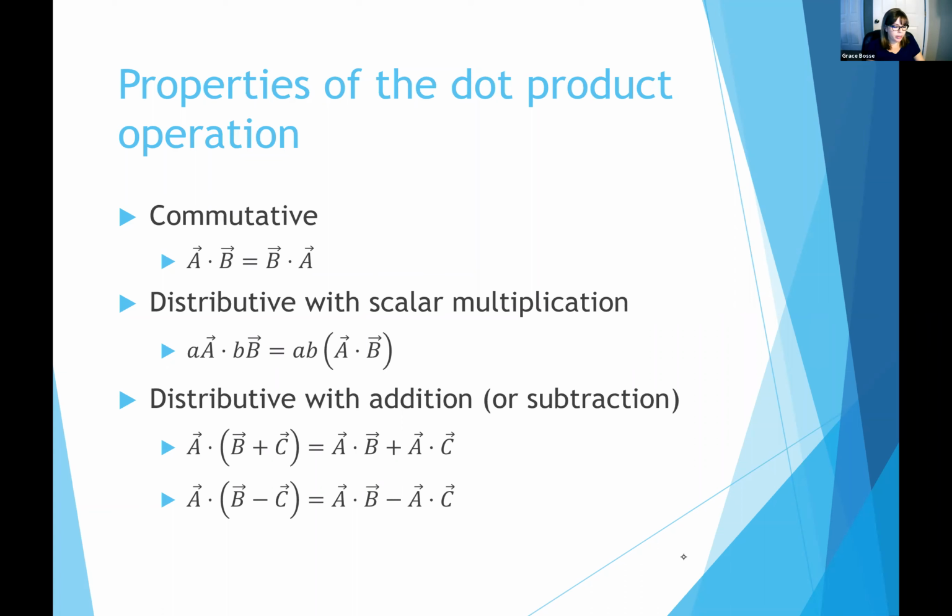The other property is that it's distributive with addition or subtraction. If you have A dot (B plus C), you can actually distribute the dot product to both of those vectors in the addition, within those parentheses. So that's the same as doing A dot B plus A dot C. So these are all properties that we're going to use in the next problems.